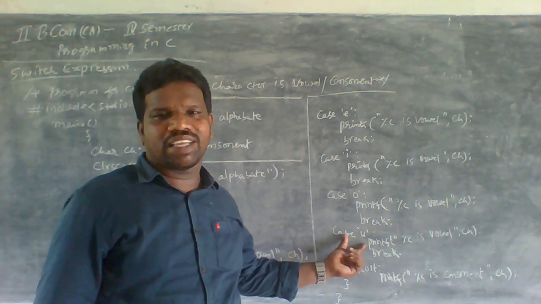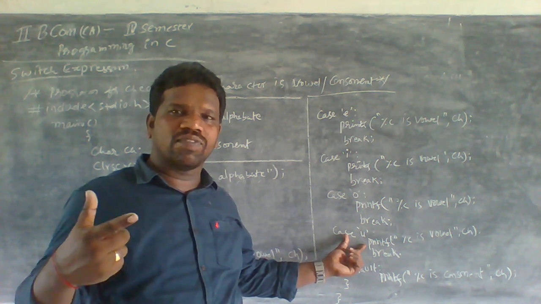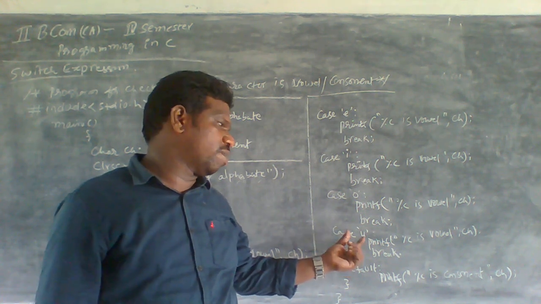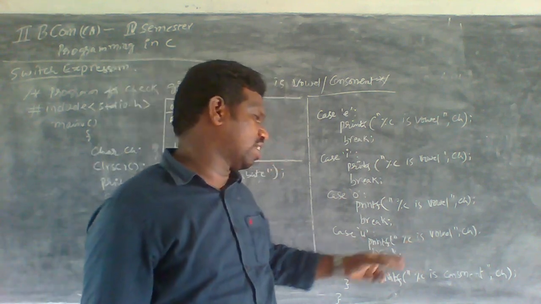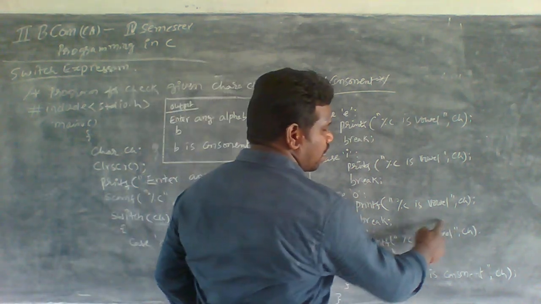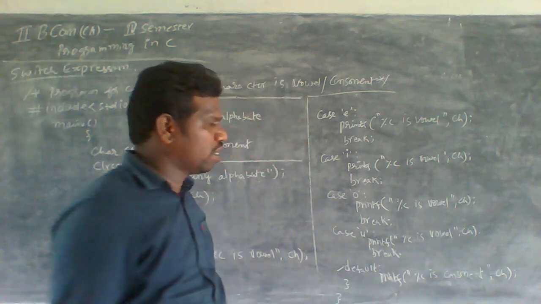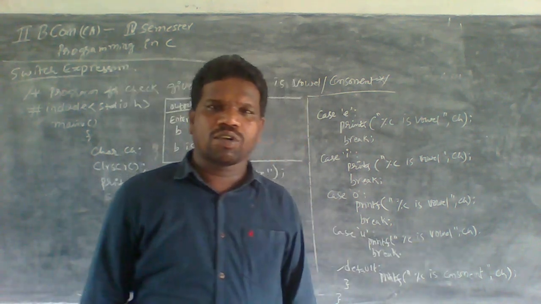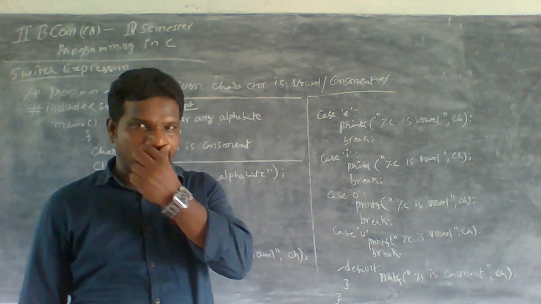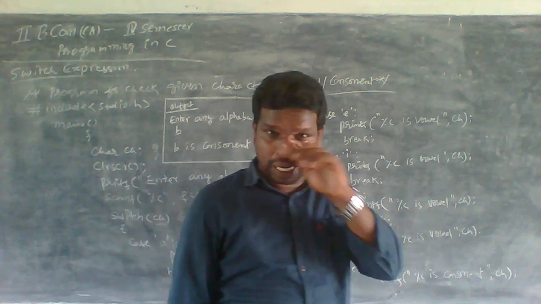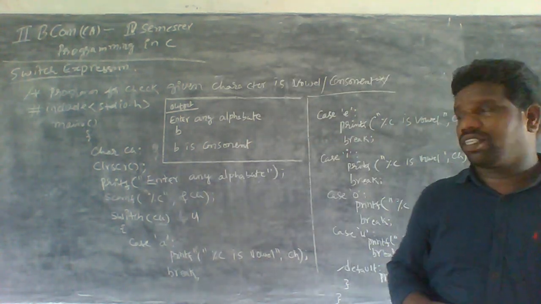Whenever the expression is matched with the switch expression, automatically that case will be executed here. That's why this case will be executed. In this case, what does ch contain here? Ch contains U here. U is a vowel. The program executes in the same way with different alphabets entered here. So this is the switch program.